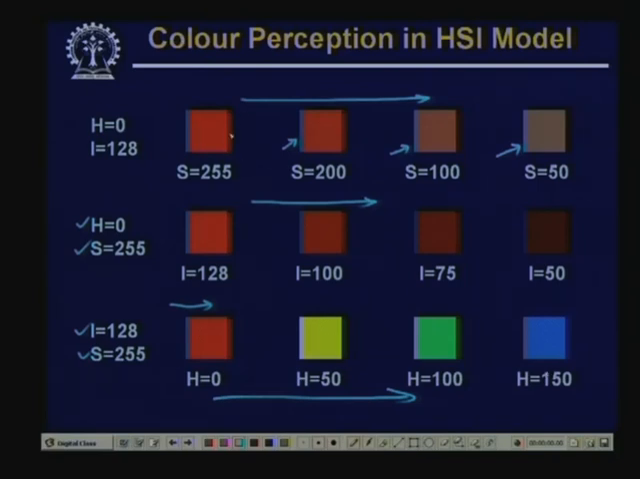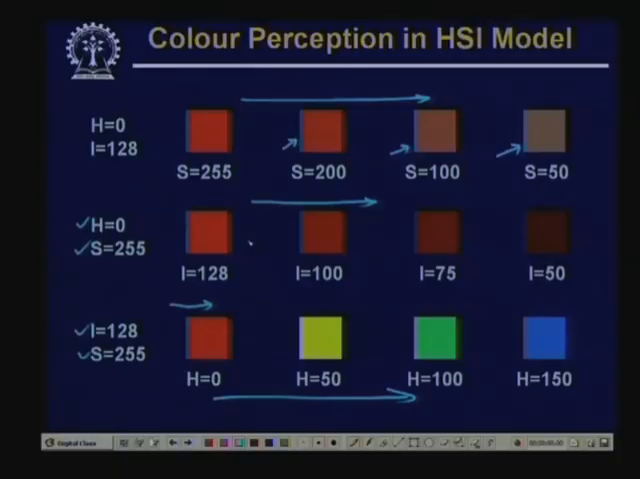Unlike the previous two rows, in the first row it is the saturation, or more and more white light, being added to the pure color. In the second row the intensity is getting changed, but in the third row, keeping the intensity and saturation the same, we change the hue component, and it is the color itself that gets changed.